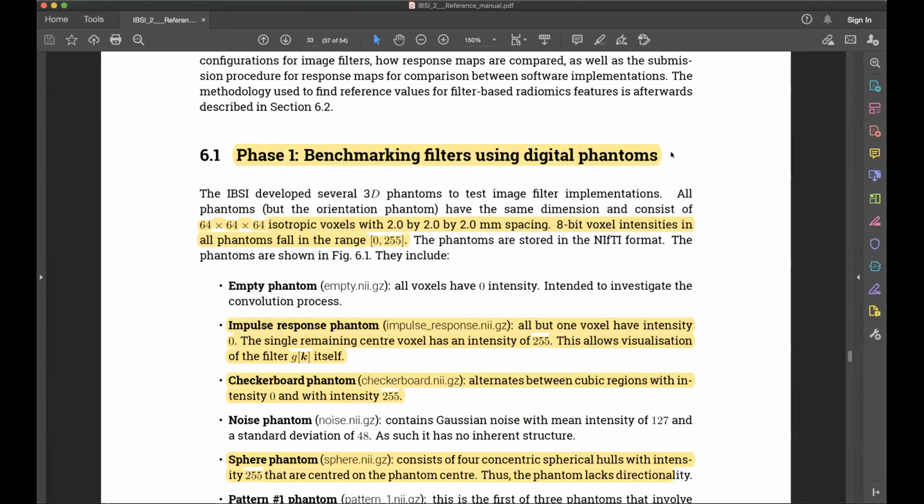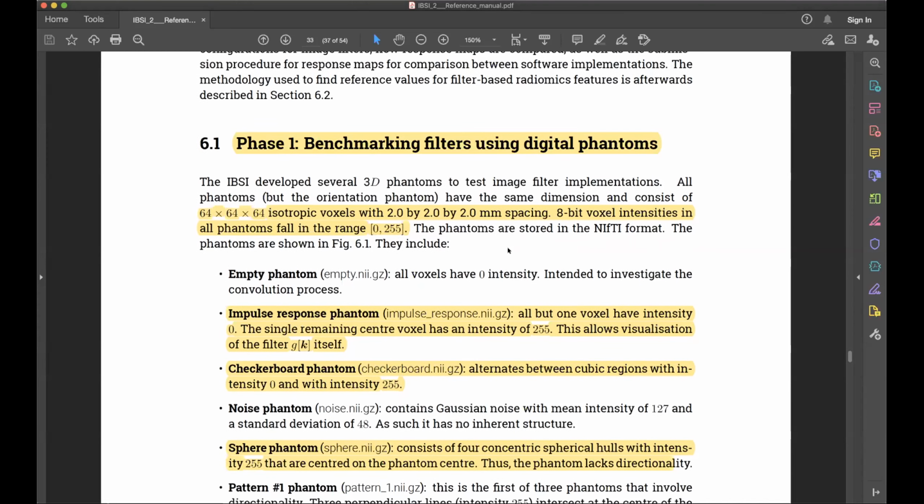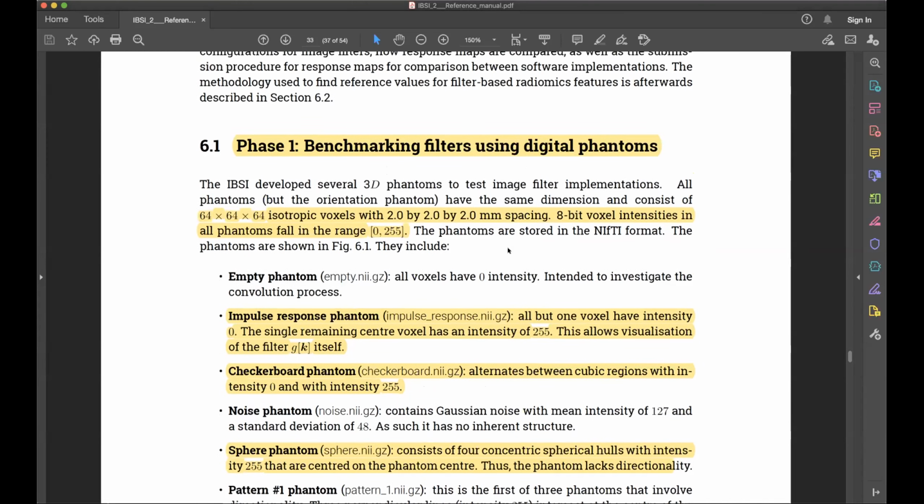So we'll focus first on phase 1, right? Which is about, first of all, making sure we're doing filtering correctly. And we'll leave phase 2 for another time. But basically here, to benchmark our filtering operations, we have a series of different phantoms. You probably noticed that they're available online.